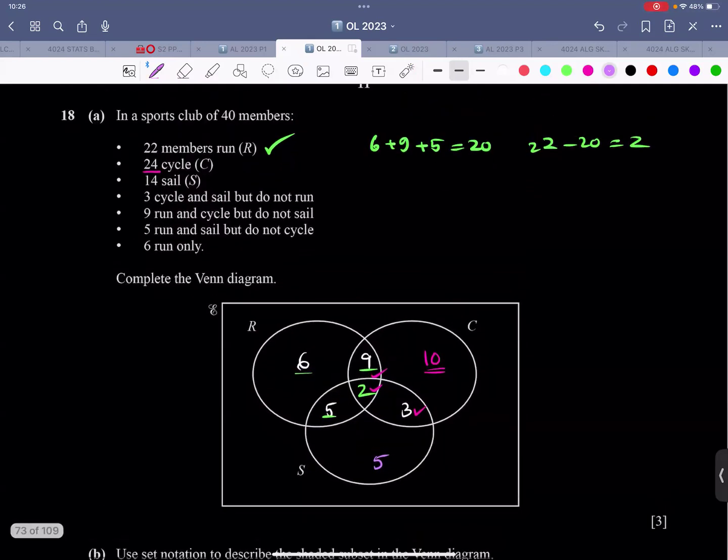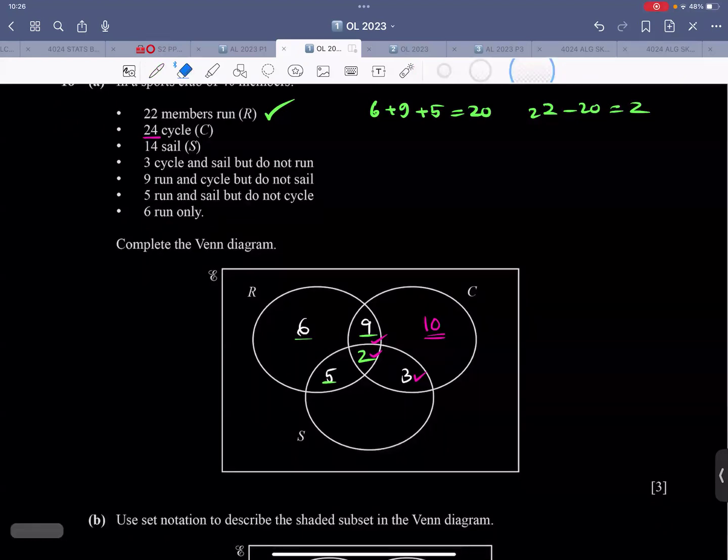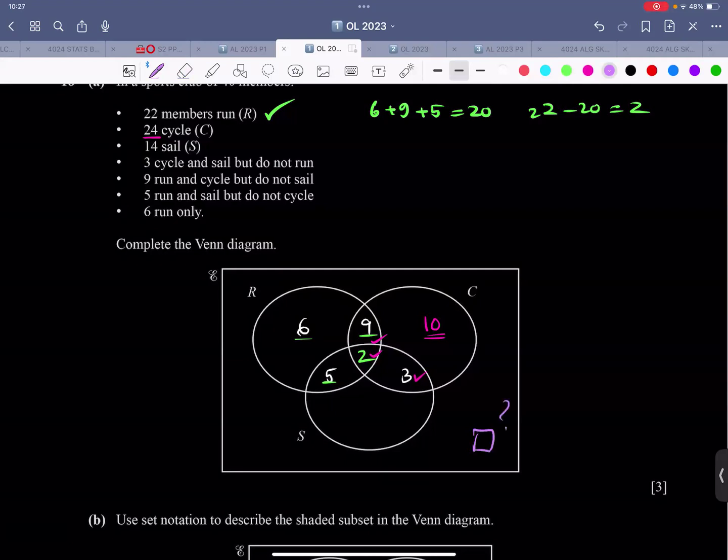But hold for a second. There is one other issue. Maybe there is someone who's on the outside. I'm not sure. So the thing is, the total sail is 14. 5 plus 2, 7. 7 plus 3, 10. That means this is 4. 5 people were left. That means there is one person who does not play any of these 3 sports.